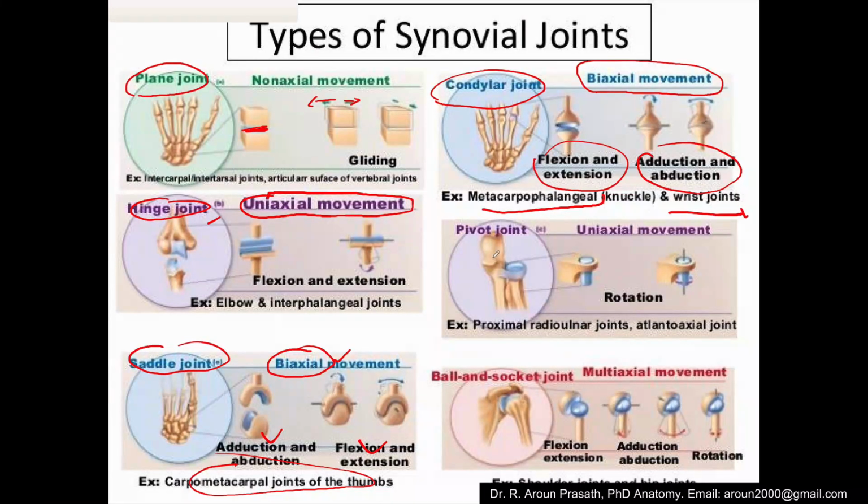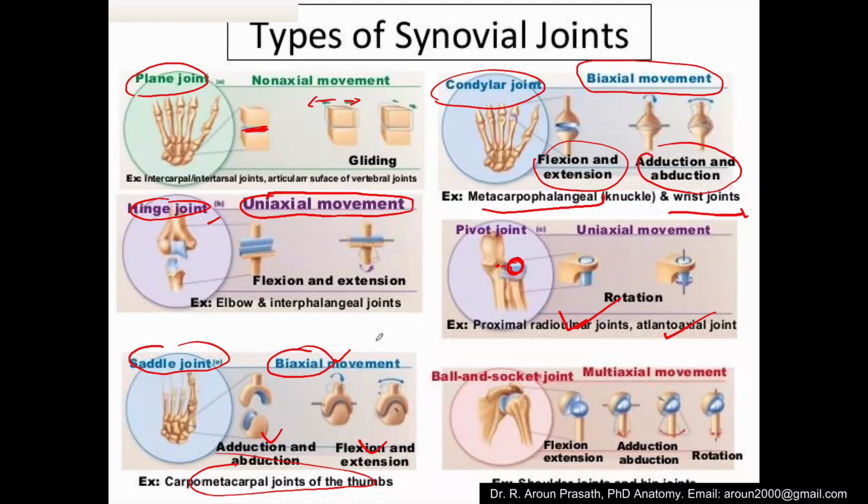Then the pivot joint, as I told you, this bone will rotate on this bone. So the superior and inferior radioulnar joint is an example of a pivot joint, and also the joint between the atlas and axis, the C1 and C2 vertebrae. We call it a pivot joint.